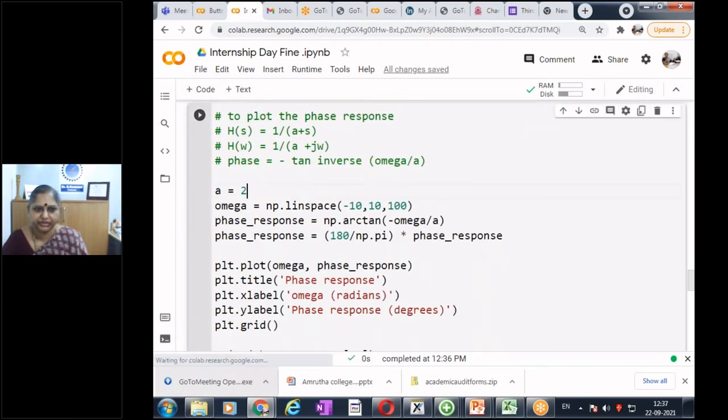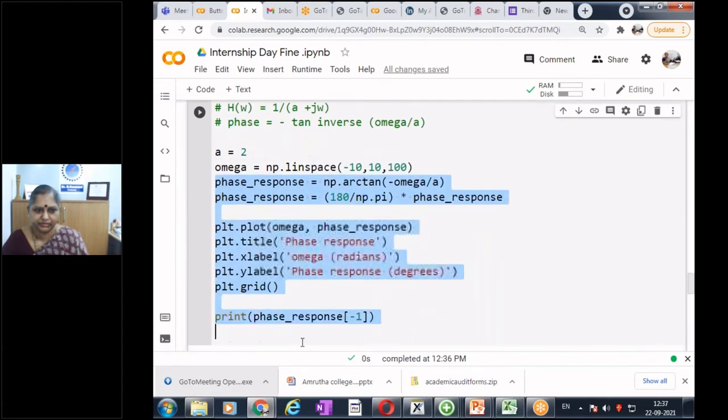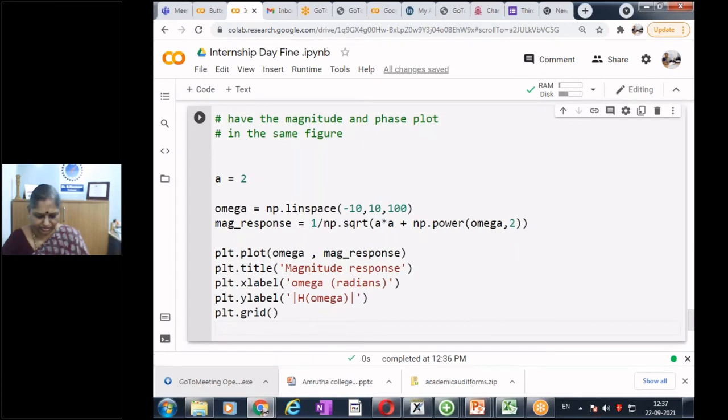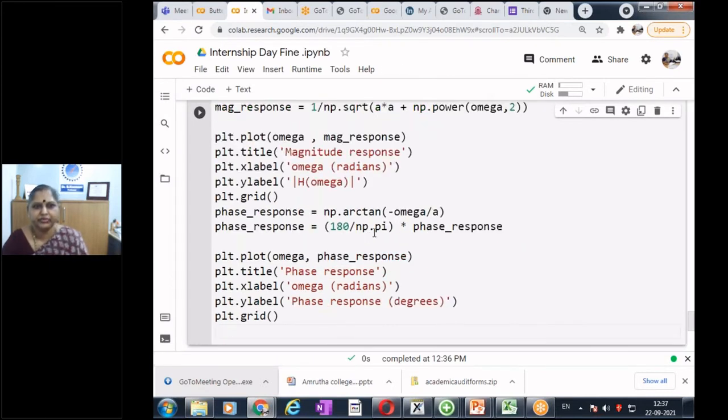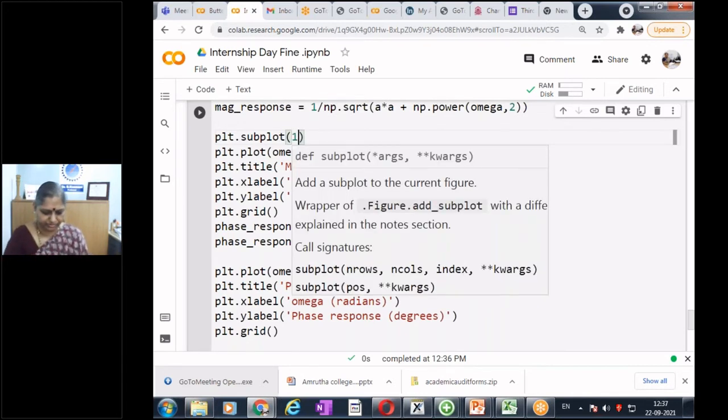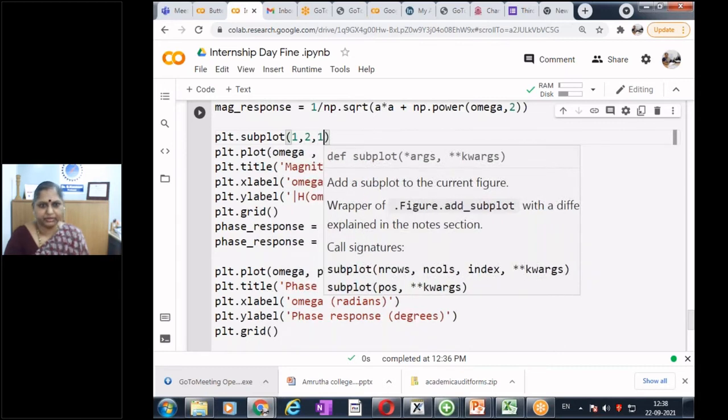I just have to get this. I'll put the phase plot. Then I want it as two subplots. So what should I do now? I will call this my plt.subplot(1, 2, 1). This is what I have.